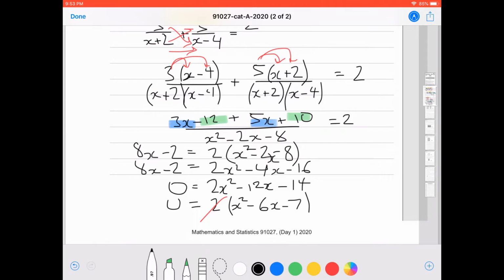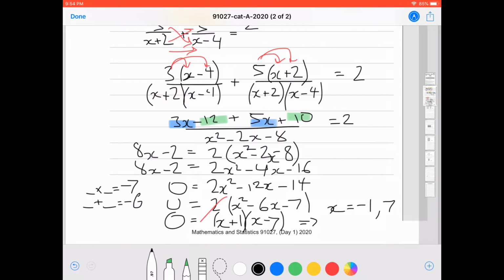We're looking for 2 numbers that multiply to minus 7 and, the same 2 numbers, add to minus 6. And they are positive 1 and minus 7. So we can say x plus 1 and x minus 7 equals 0. And solving for x, we can say x equals minus 1 or positive 7.